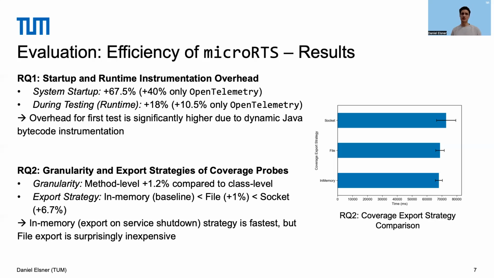And for the socket export strategy, we see that it introduces 6.7% compared to in-memory, which is significantly higher than the file export strategy. So we see that file is rather inexpensive, and that's somewhat surprising because of the involved I/O.